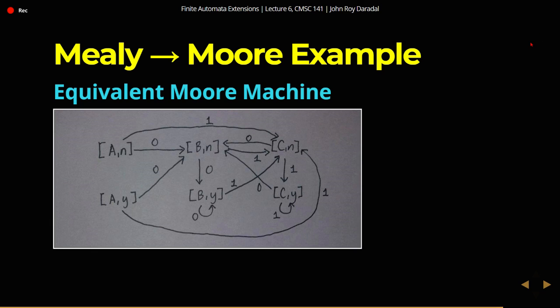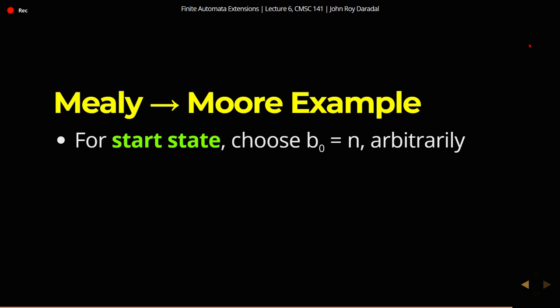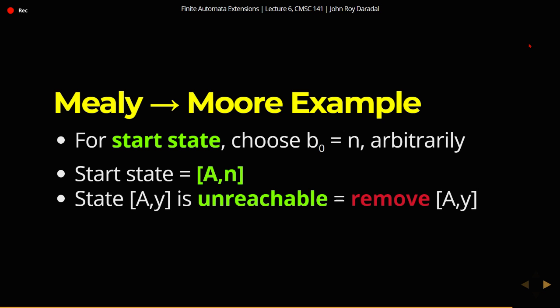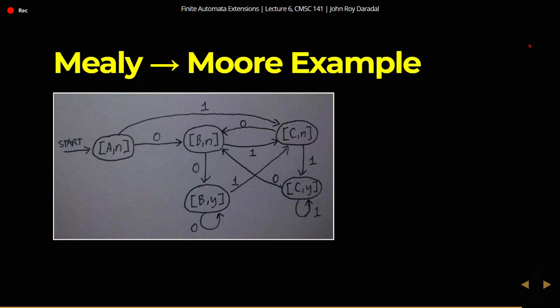Okay, so just to reiterate, we just choose arbitrarily which one should be the start state. So it could be AN or AY, but let's say we chose AN, and that makes our AY state unreachable. So we'll remove it. And if we remove it, this will be the final Moore machine equivalent of the given Mealy machine. Okay, so you notice we have already removed AY. All of the states are now reachable. Okay, so that is how you convert your Mealy machine to Moore machine.